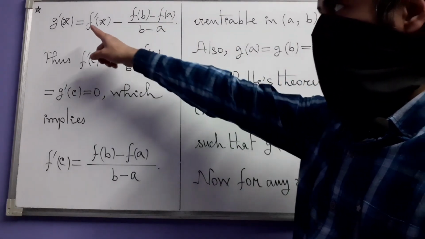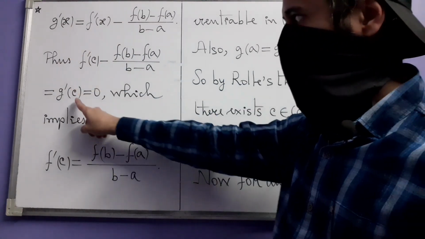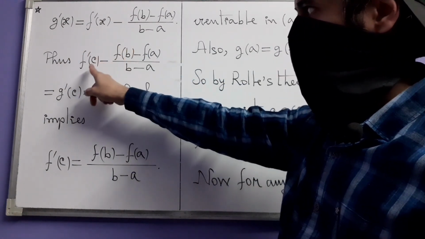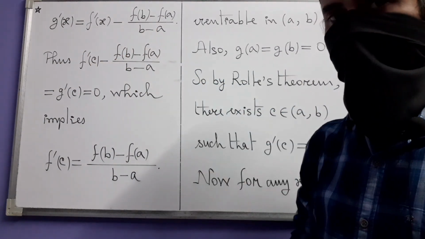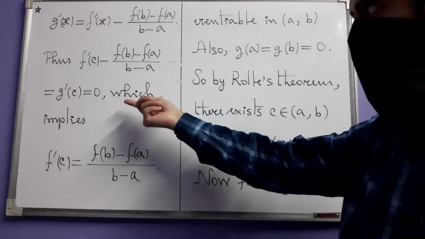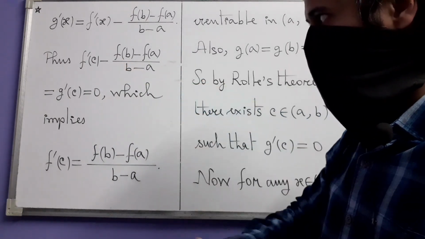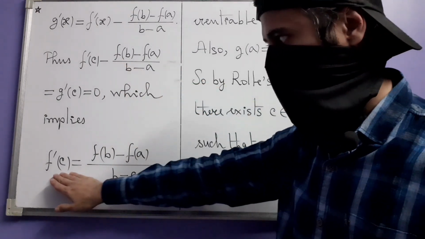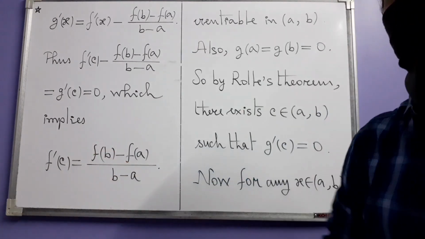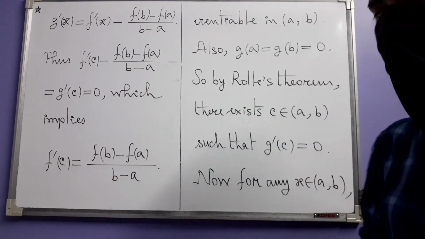And now here we substitute x equal to c and get g prime of c equal to f prime of c minus this ratio. But g prime of c is 0, so that's how this difference becomes 0, from which we get that f prime of c equals this ratio. This is what we wanted to show.